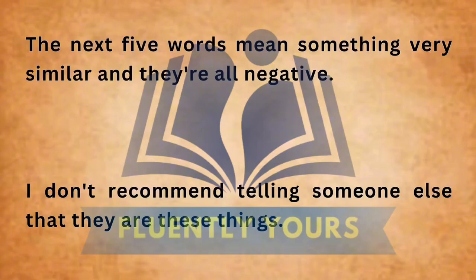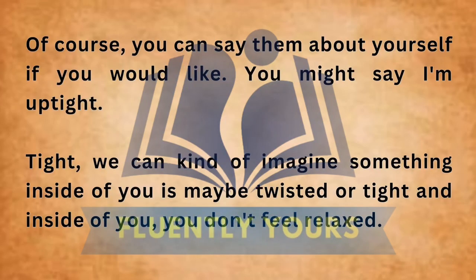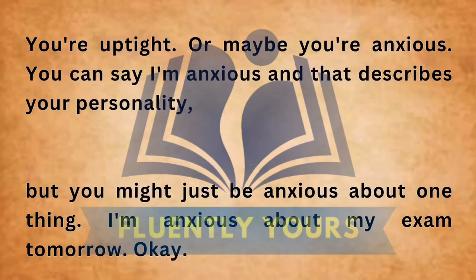The next 5 words mean something very similar, and they're all negative. I don't recommend telling someone else that they are these things. Of course, you can say them about yourself if you would like. You might say, I'm uptight. Tight. We can kind of imagine something inside of you is maybe twisted or tight, and inside of you, you don't feel relaxed. You're uptight.